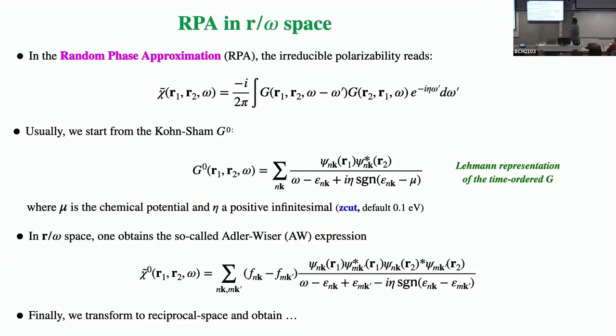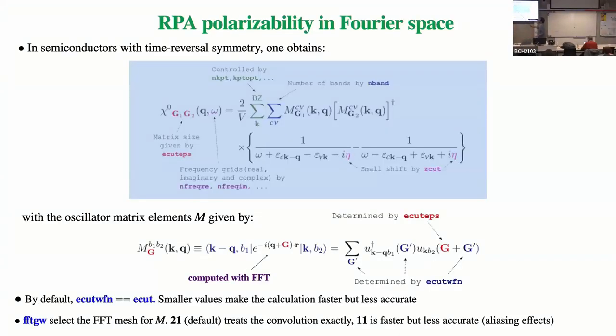this expression here. But in Abinit, as I mentioned, we work in Fourier space. So this means that we have to transform these two spatial variables to reciprocal space. And after some math, what we obtain is the following expression here. As I mentioned, all our quantities are now given in terms of a big matrix that depends on two plane wave indices, a wave vector q in the first Brillouin zone, and frequency.